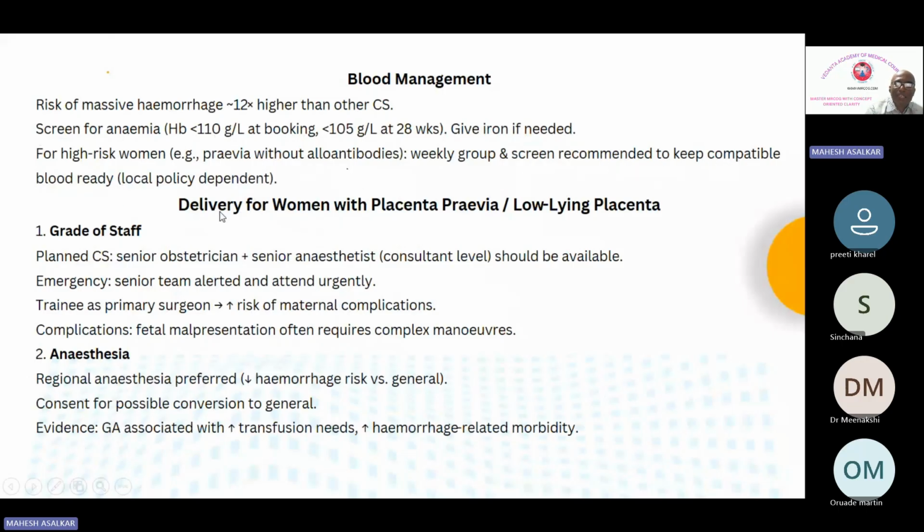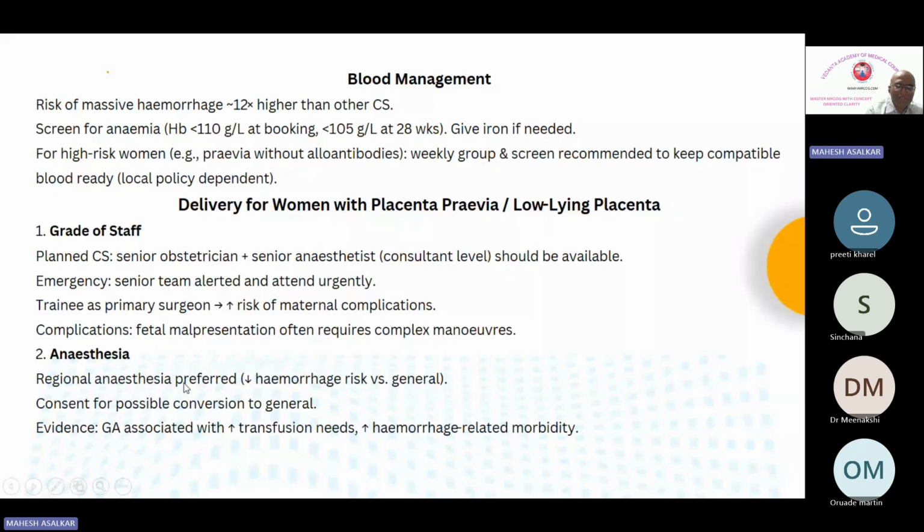The delivery of women with placenta previa and low-lying placenta: for planned cesarean section, a senior obstetrician and senior anesthetist. For emergency cesarean section, the senior most team member should attend the delivery. A trainee as primary surgeon will have higher risk of maternal complications. Complications may happen if it is associated with fetal malpresentation, and generally this requires complex maneuvers, and that is why the senior most obstetrician is important.